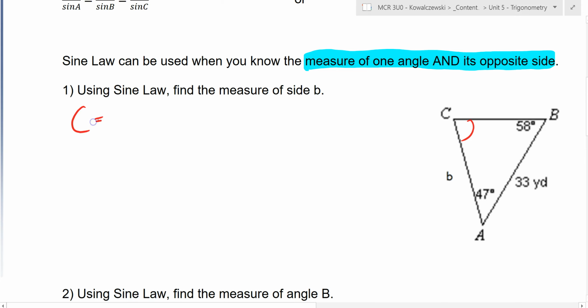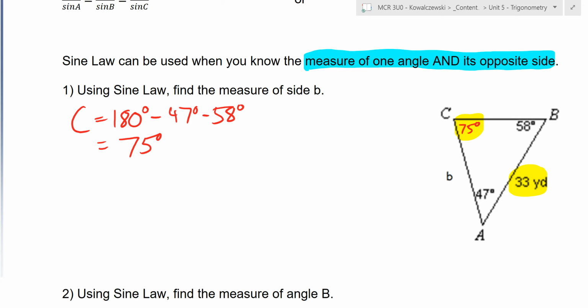We figure that out by, and notice how I'm actually showing my work here, 180 degrees minus 47 degrees minus 58 degrees tells us the angle C is 75 degrees. So now that I know that this angle is 75 degrees, now I have that opposite side and angle pairing that will allow me to use sine law.